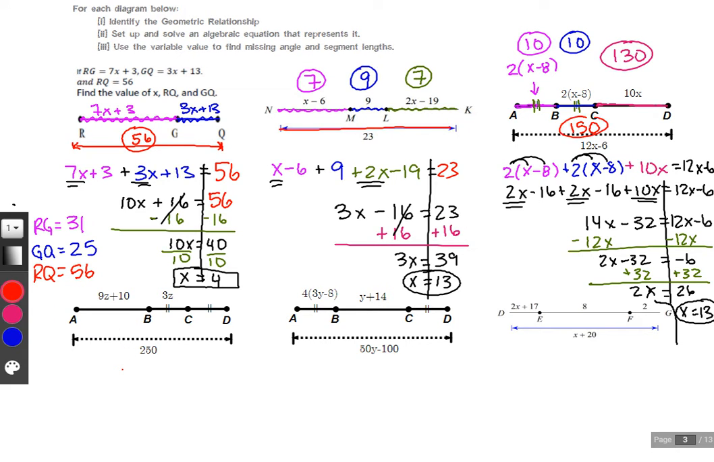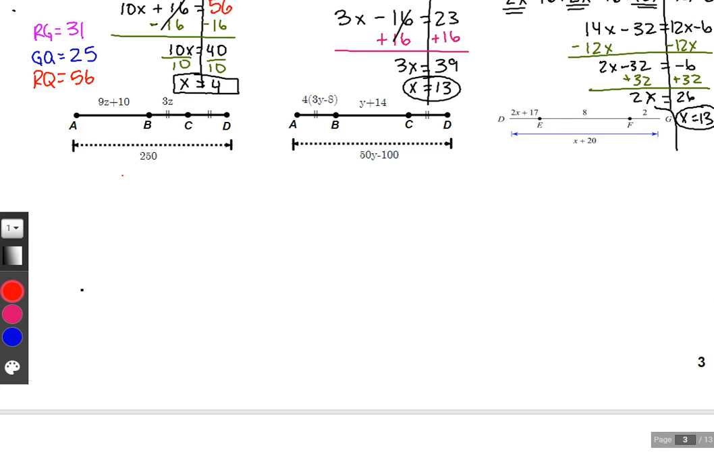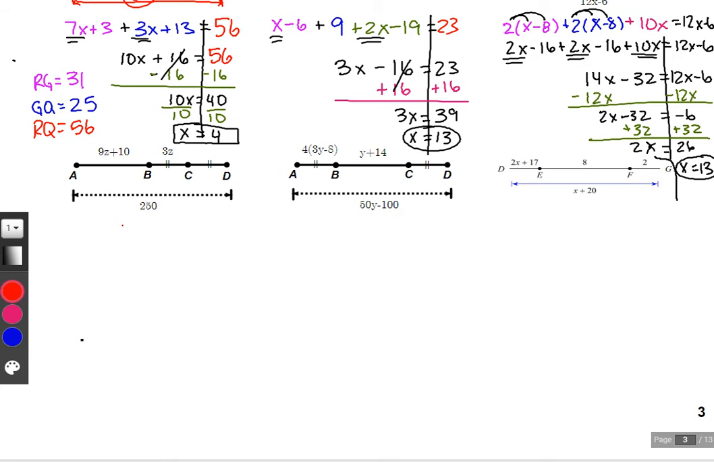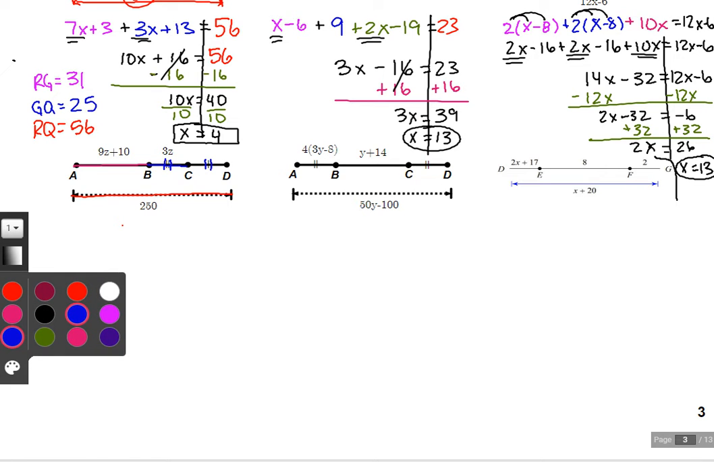All right, let's continue, probably with a little more speed, because next we have kind of the same deal. Again, we have the whole length, which is 250. We have this chunk, which is 9z plus 10. This chunk is 3z, but we should notice the next one, which is unlabeled, also has the same congruency marks as this chunk right here, so that's going to be 3z as well.